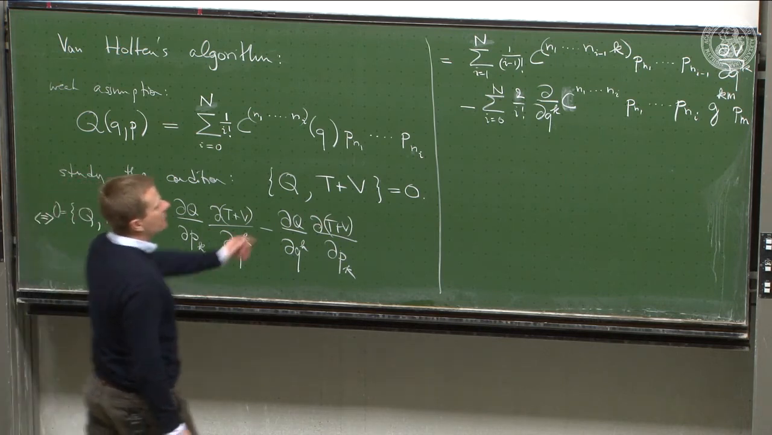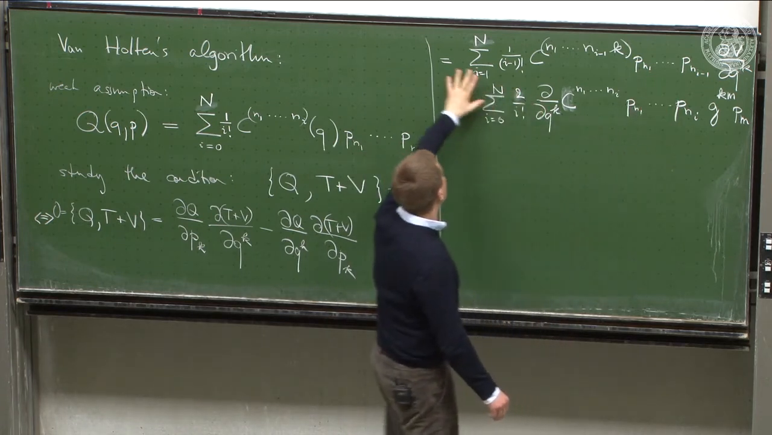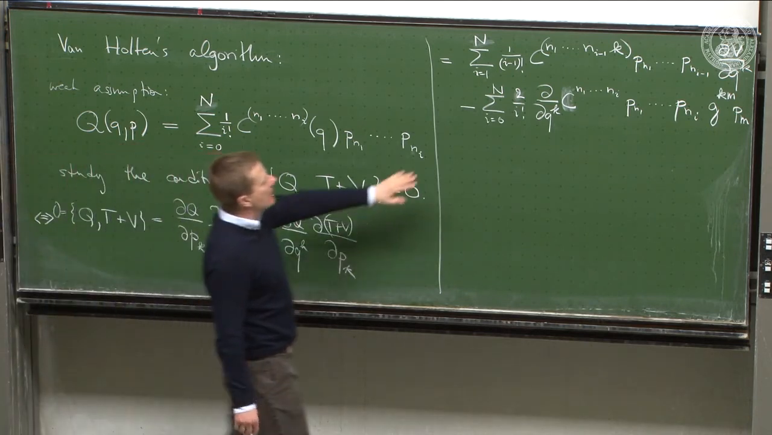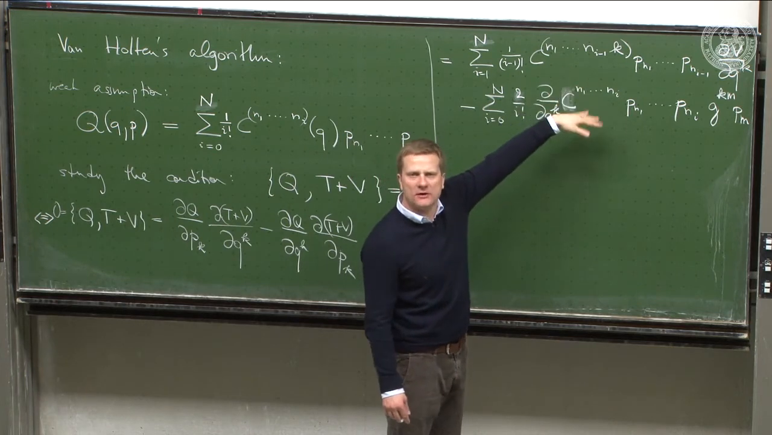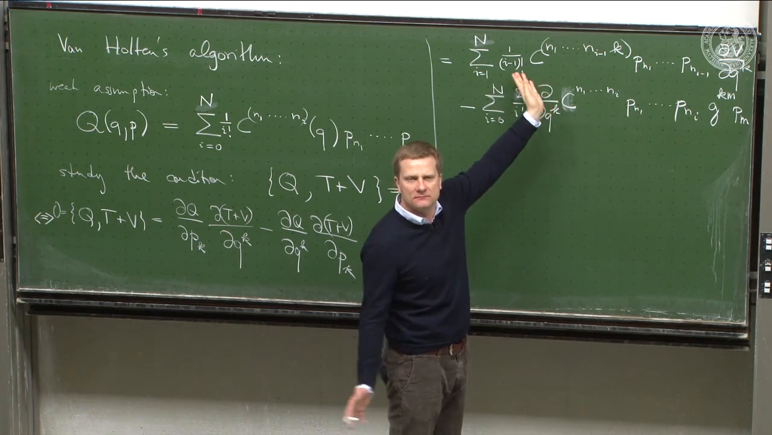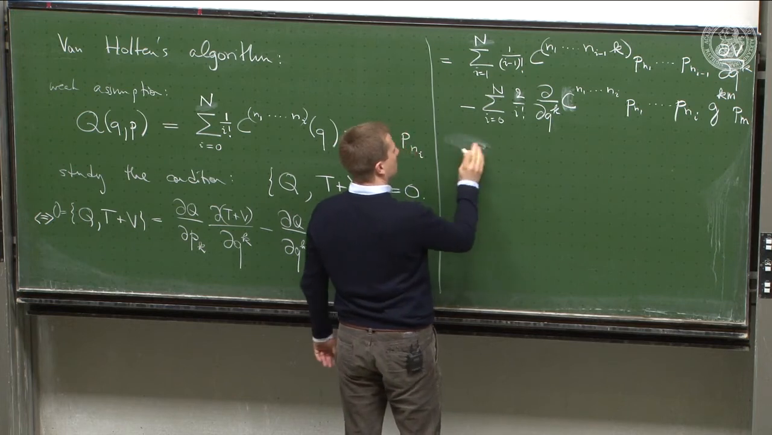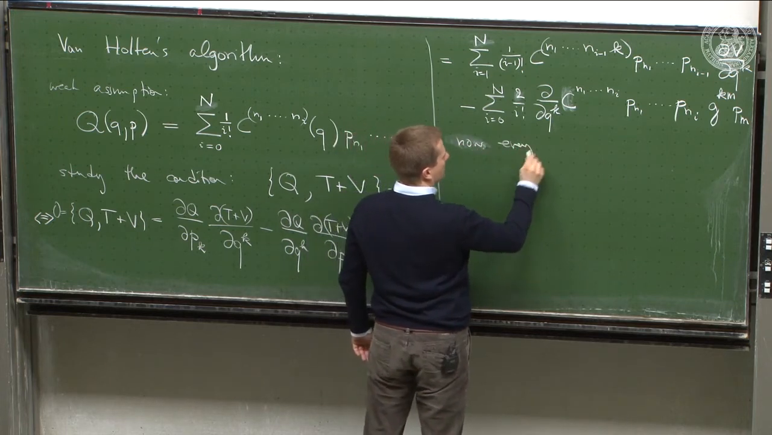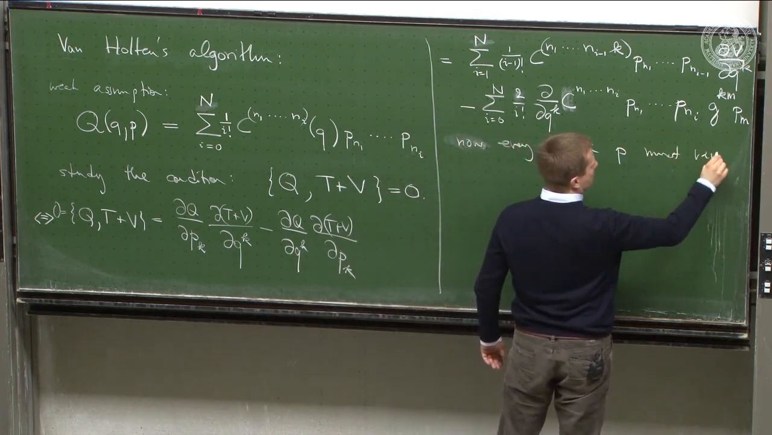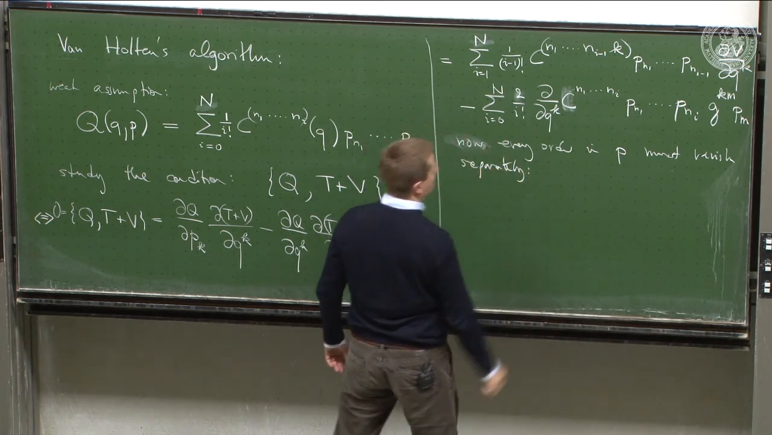Now, this is, of course, polynomial in the p's again, and it's supposed to equal 0, meaning we can now look at every order in P, and every order in P must vanish separately. That's also clear. Every order in P must vanish separately, because only then are two polynomials equal.